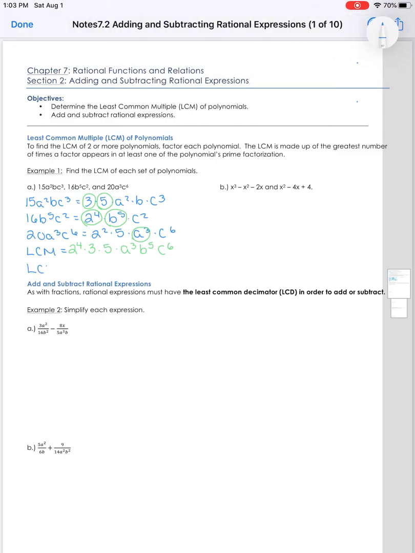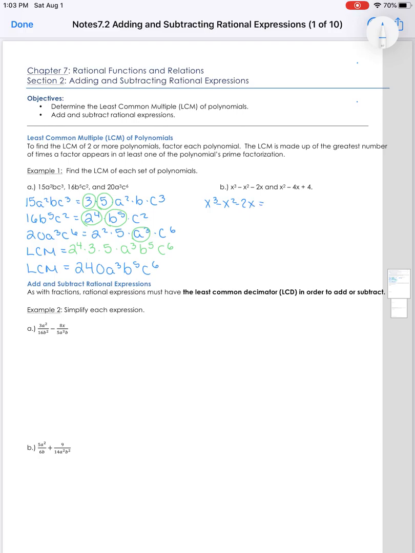And then your final thing is you're going to multiply those numbers out. So 2 to the fourth, 16, times 3 times 5 is 240. a to the third, b to the fifth, c to the sixth. And there's your LCM. Now, that happens if you have monomial terms. If you have polynomials, you've got to factor them.